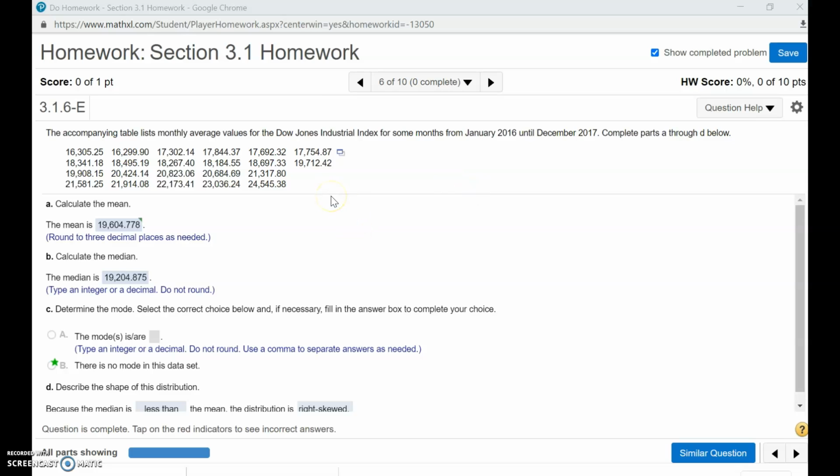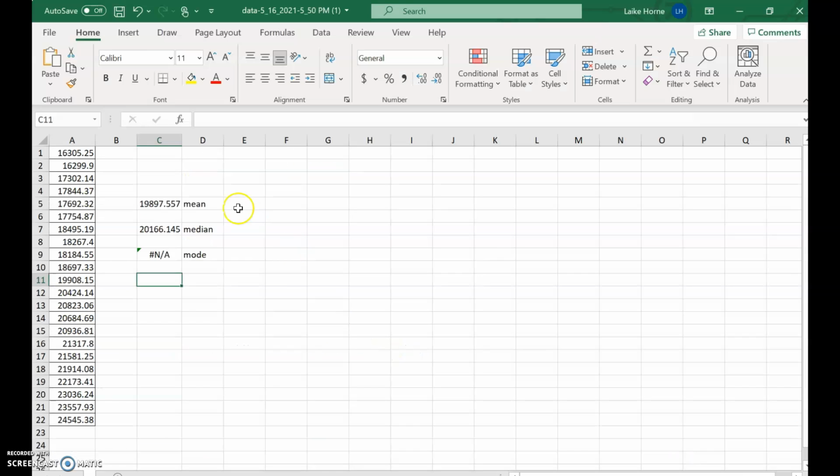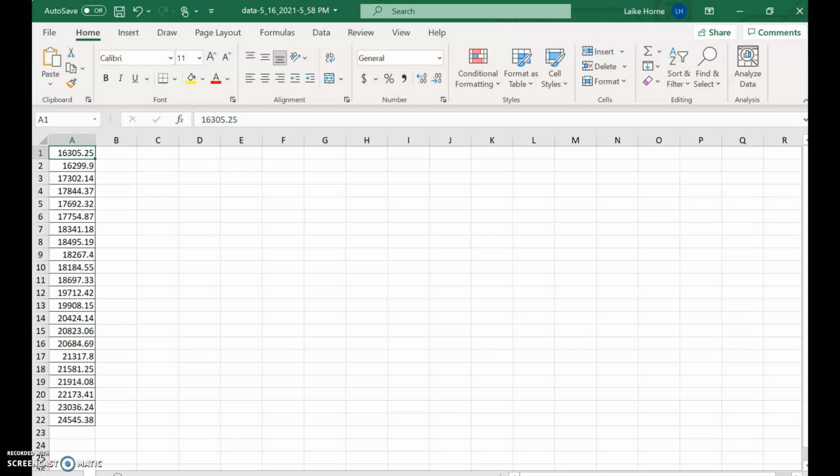Okay, we've learned how to calculate mean, median, and mode on paper using the formula. So now let's learn how to use Excel. You can open Excel and use the spreadsheet. The first thing I'm going to show you how to do is the mean, and we want to round to 3 decimal places.